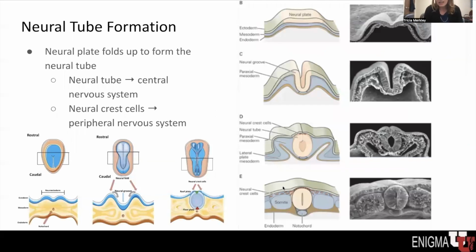And initially, there is this neural plate, which is shown here at the top. And you can see these three germ layers: the ectoderm, again shown on top, the mesoderm, shown here in blue, and the endoderm, shown here in brown. The neural plate then begins to fold up to form the neural tube, which then becomes the central nervous system. The neural crest cells at the top here later develop into the peripheral nervous system.